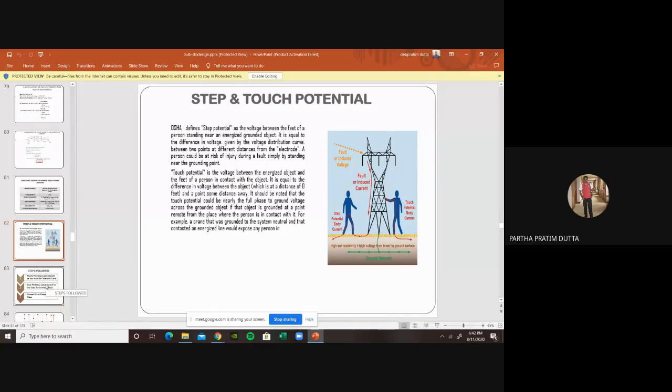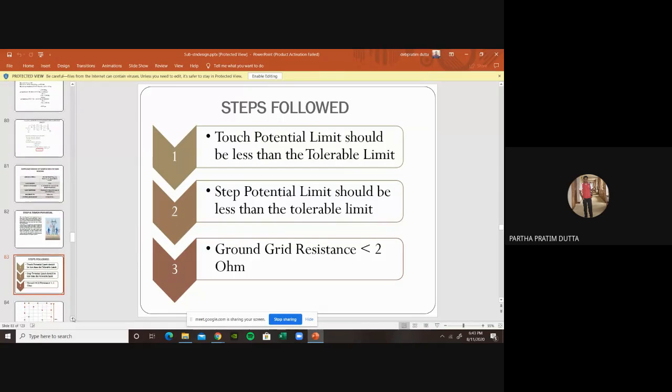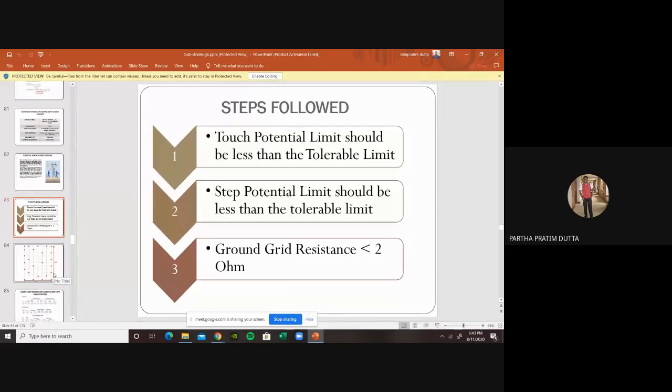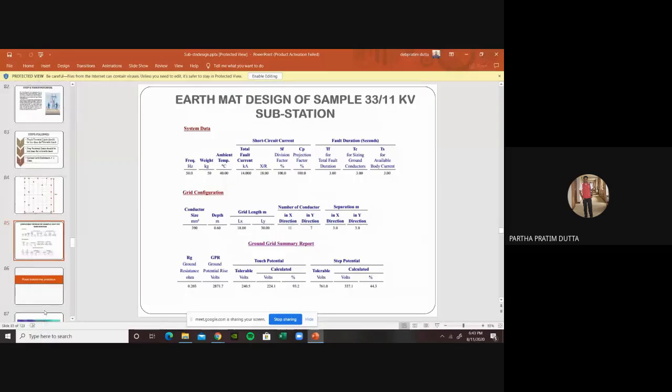Step and touch potential. So now the touch potential should be limited under tolerable limit. It is our main purpose, and step potential is also within tolerable limit. It is our main purpose. Ground grid resistance should be below 2 ohm. So if we do it automatically through ETAP software, we get a design like this, where the earth pit should be given, how much the 30 by 18 meters switchyard, how the grid.